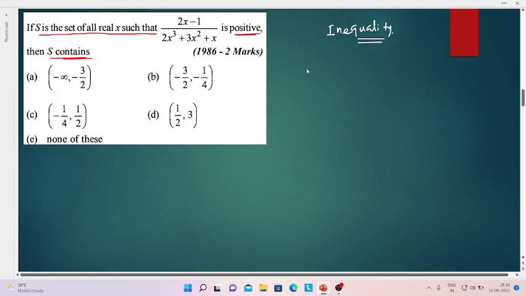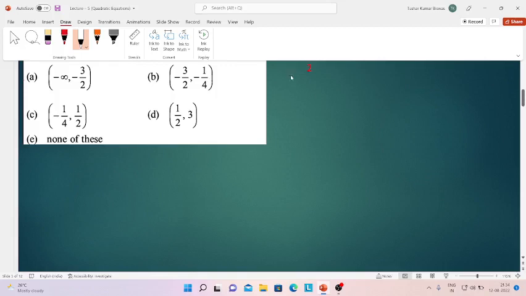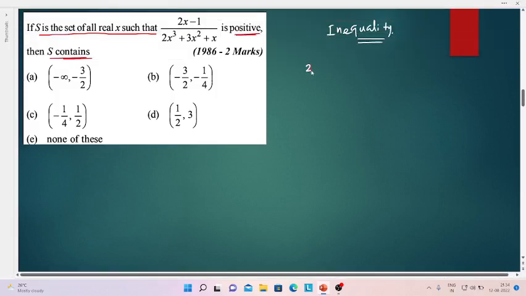So let me first write down this expression, using the white color because white is more visible: (2x minus 1) upon (2x cube plus 3x square plus x). And we have to find S, the set of all real x such that this expression is positive.